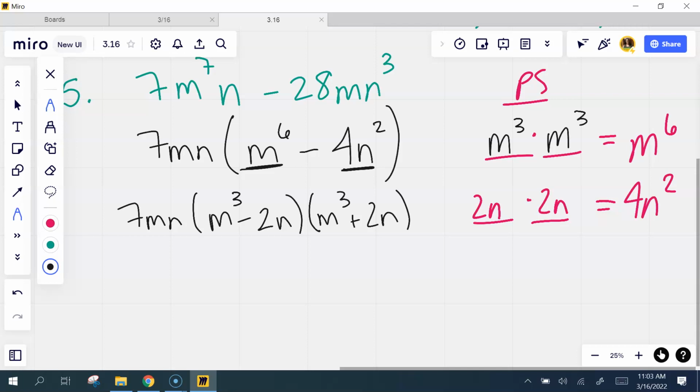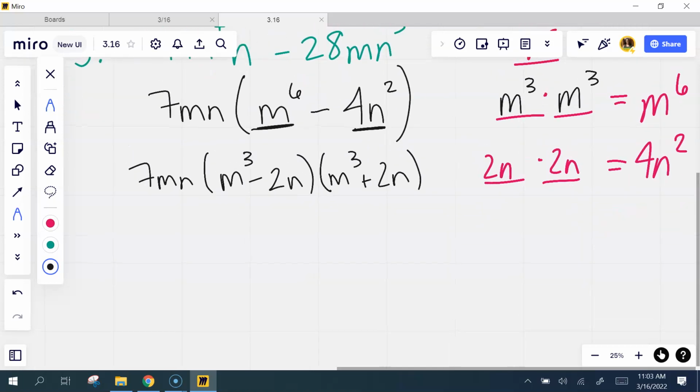Y'all okay there? You need me to do another one? Another one? I was going to say 4 or 6. We'll do 4. Number 4. 72c to the 4th power minus 2. What do I look for first?